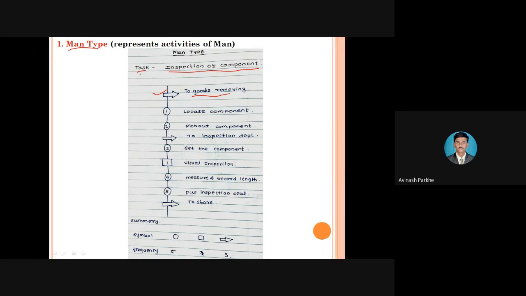Because if I have to go for the inspection, first of all I have to go to receive that component. That movement of the man is represented by this transportation symbol, or by using the arrow. The arrow represents the transportation, meaning the operator is moving towards that job.